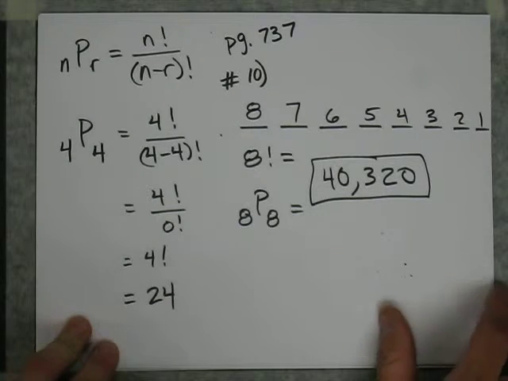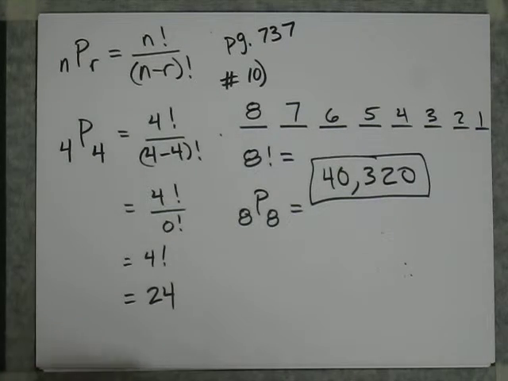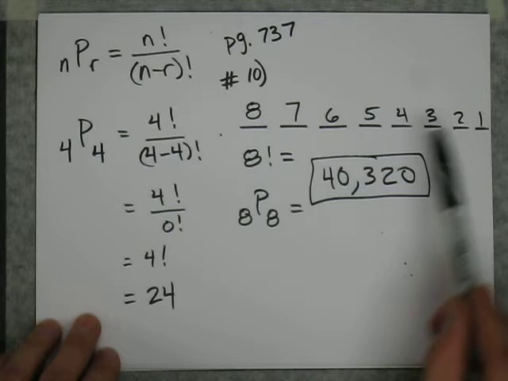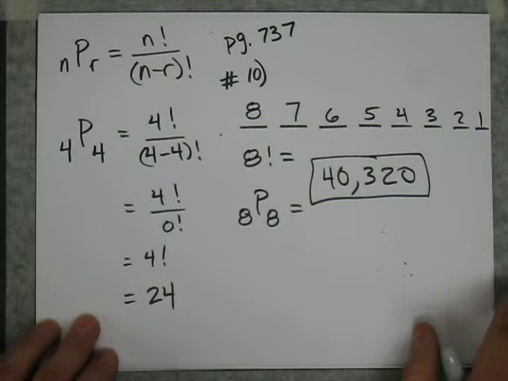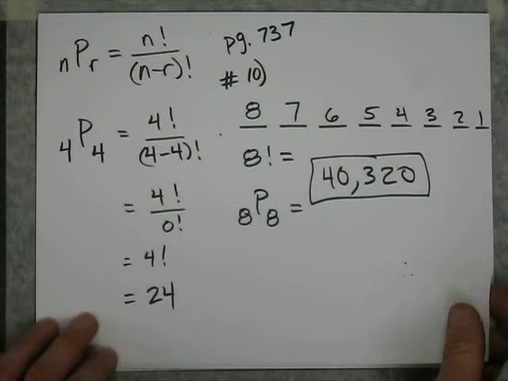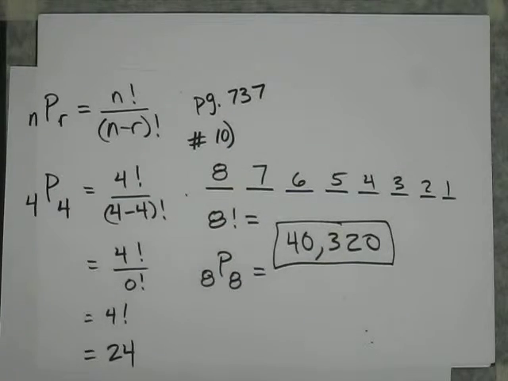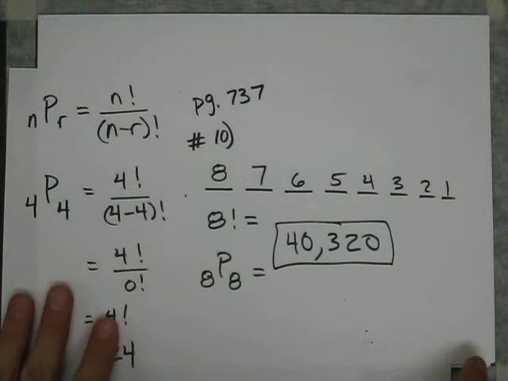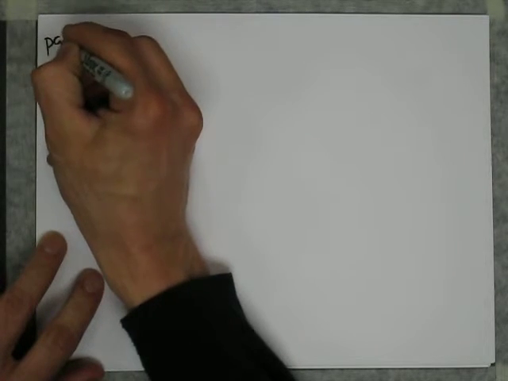Now, we've noticed that there are 8 people. We chose 8 of them, so 8 permutation 8. Is there another type of problem that will yield something different besides 8 permutation 8? Like it may be 8 permutation 2 or something like that. Let's check and see if we can find a different problem that will yield something a little bit different for us. What if I take a look at number 14 on page 737?